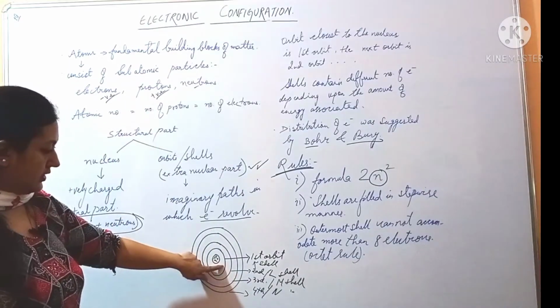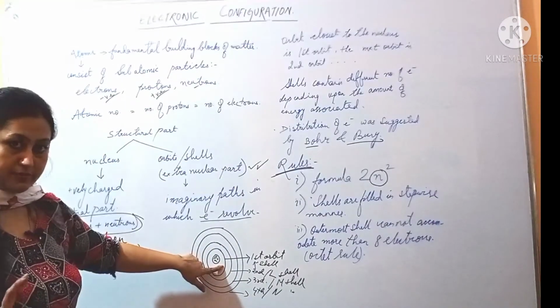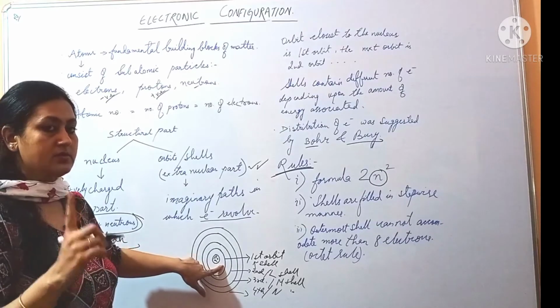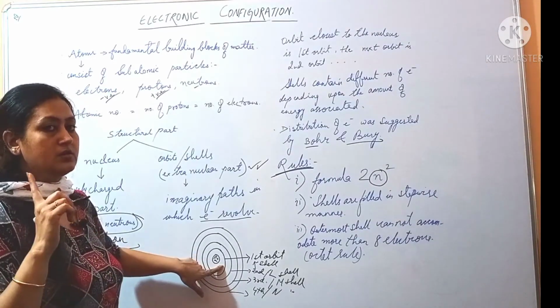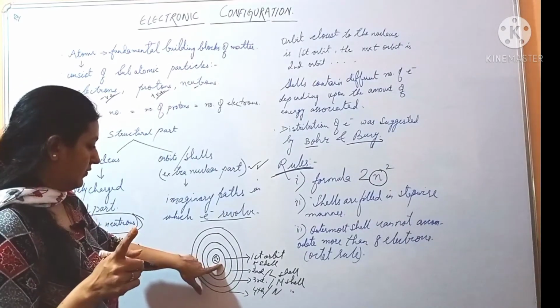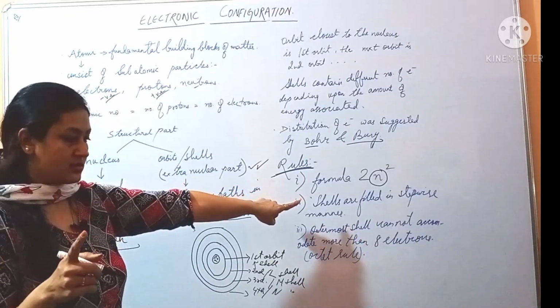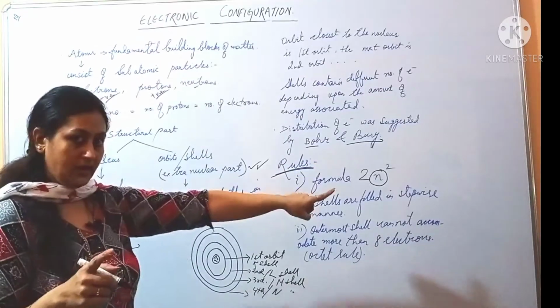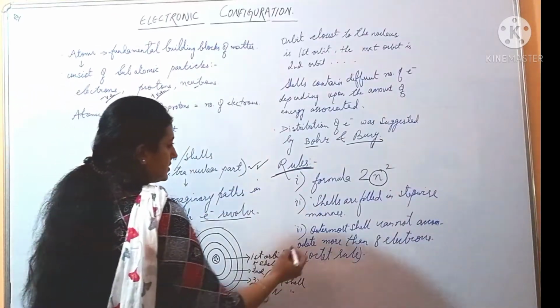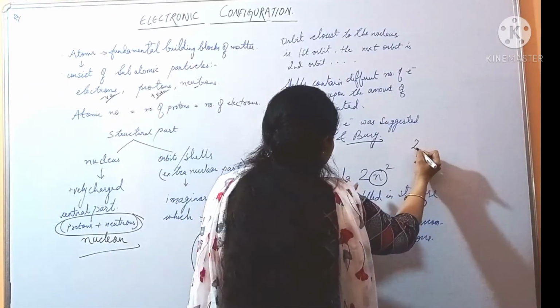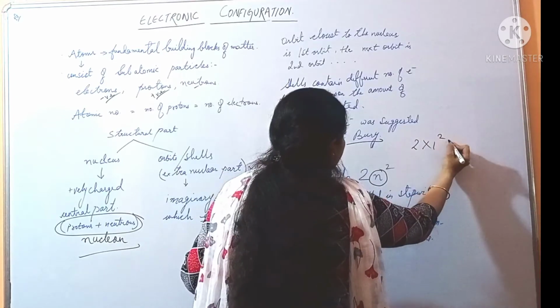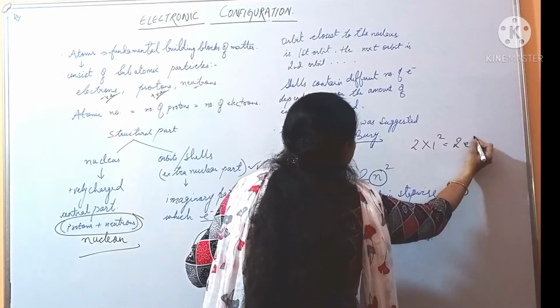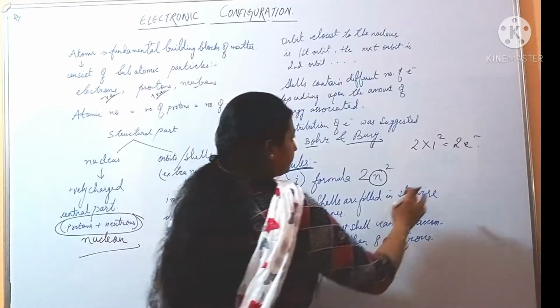Suppose I want to calculate how many electrons the first shell can accommodate. What is the capacity of the first shell to accommodate electrons? How will I find out? By using the formula 2n squared. Now since this is the first orbit, I'll put 1 in place of n. See, 2 into 1 squared. This is 2 electrons. Fine.